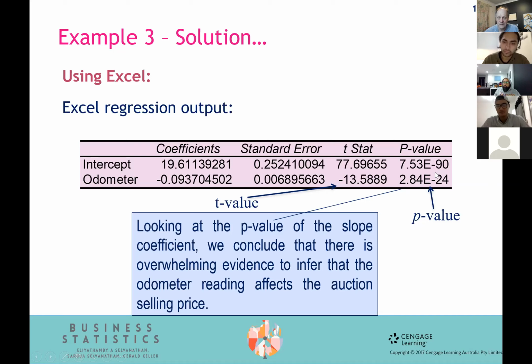So this is as close to 0 as you can get, and this is close to 0, but it's definitely less than 0.05, which means the probability, that's the interpretation, the probability that we got this result while this odometer value is 0 is very, very small. Okay.